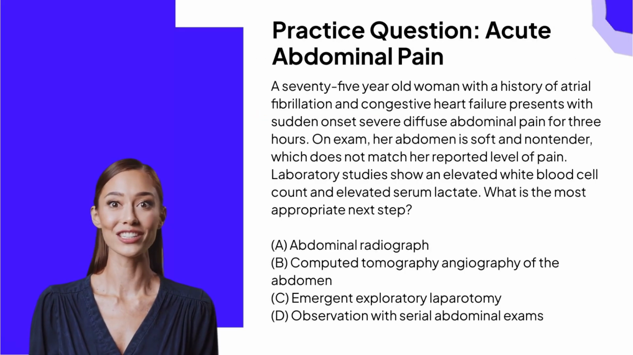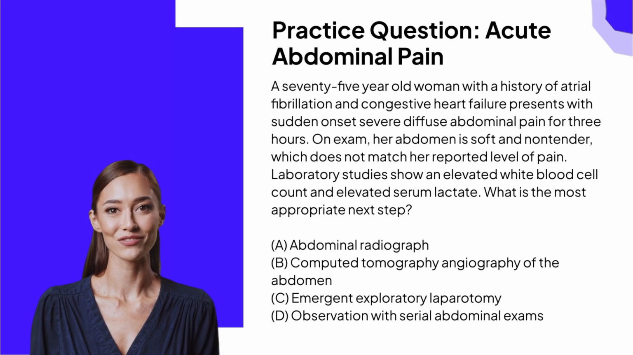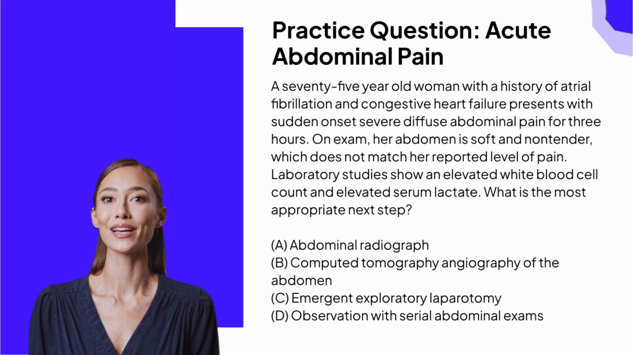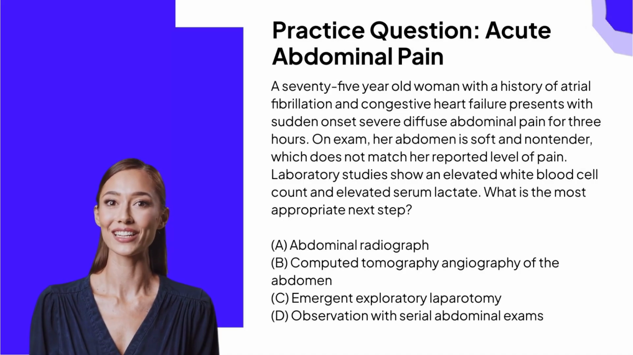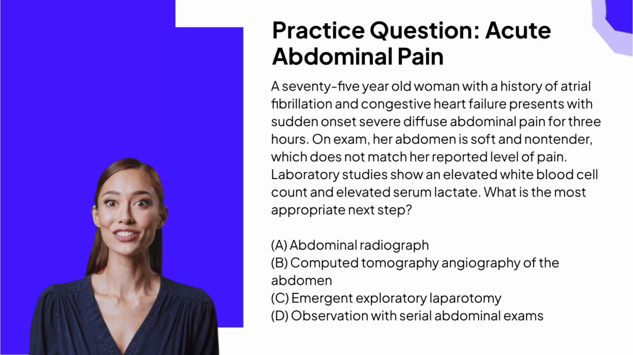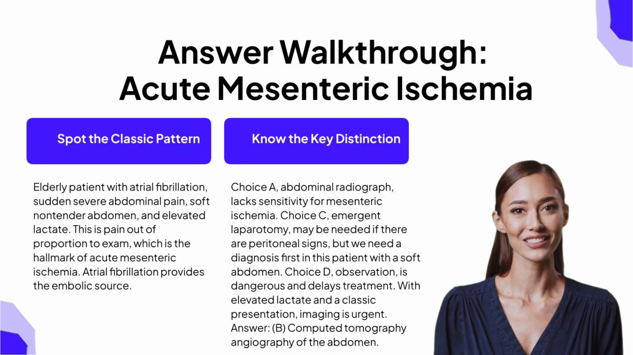Here is our third practice question. A 75-year-old woman with atrial fibrillation and heart failure comes in with sudden severe abdominal pain. The key finding here is that her abdomen is soft and non-tender despite her severe pain. She also has an elevated white blood cell count and elevated lactate. Think about what diagnosis this pattern points to and what the next best step would be before we review the answer together. Let us break this down.